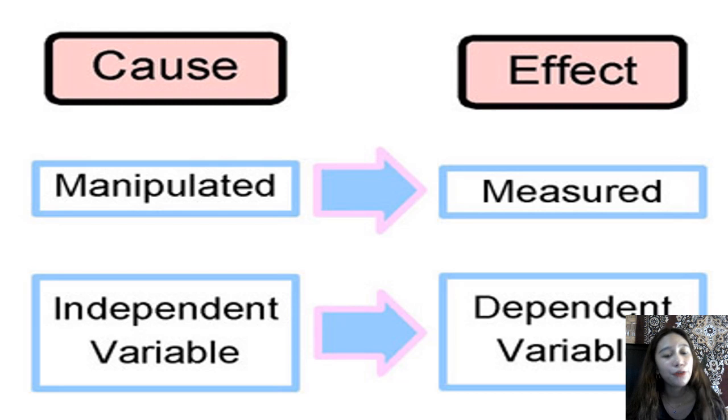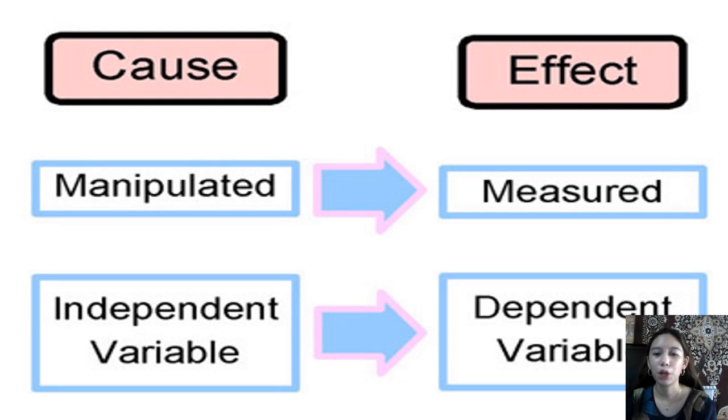So we have here a table. We have here the cause and effect. We have here the terms manipulated and measured. So let us not forget with this table that the independent variable is the cause and is manipulated, while the dependent variable is what you call the effect and is measured.